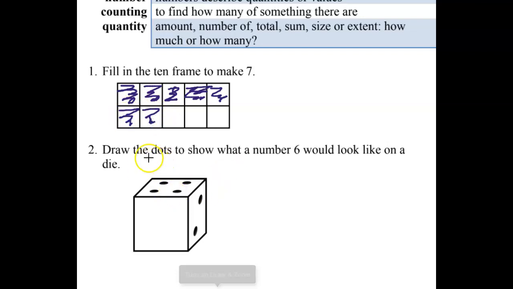Okay, so draw the dots to show what number 6 would look like on this dice here. So you see there's 4 there, 2 there. So how do we do 6? We do 1, 2, 3, 4, 5, 6. We do 3 and 3. Mine aren't very good, are they? I bet yours can look a lot better.